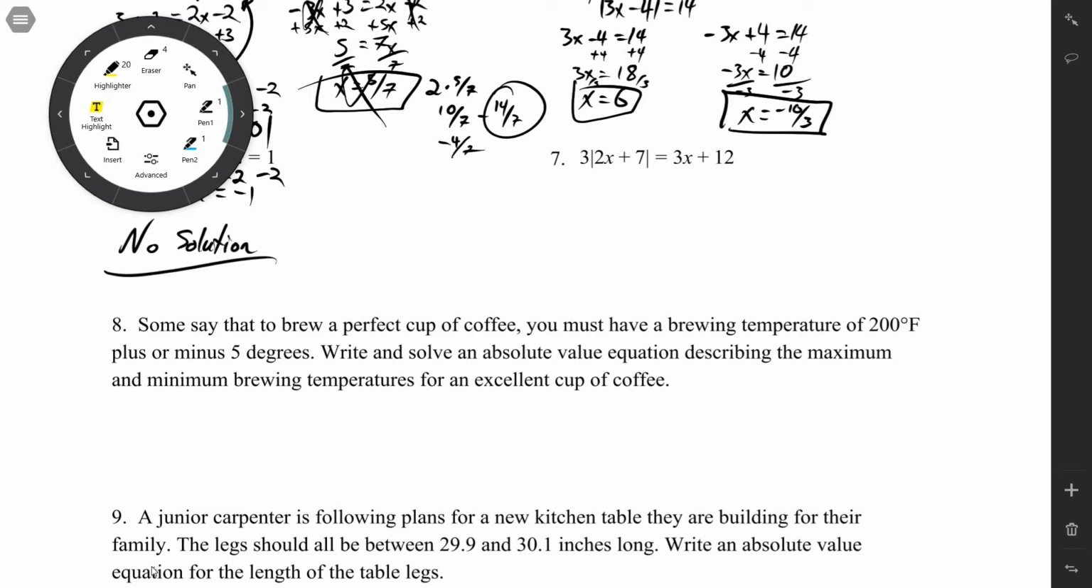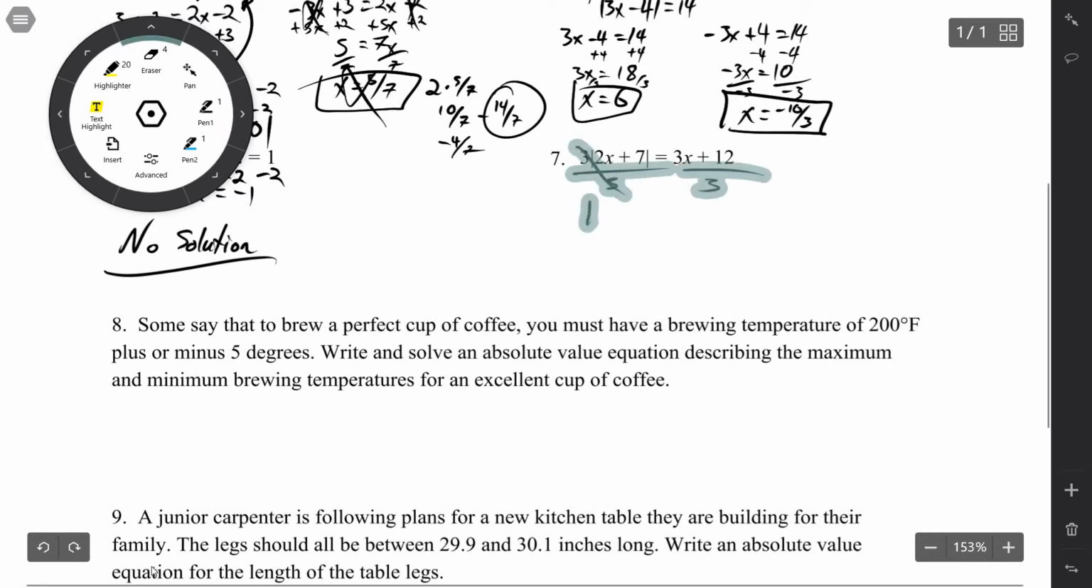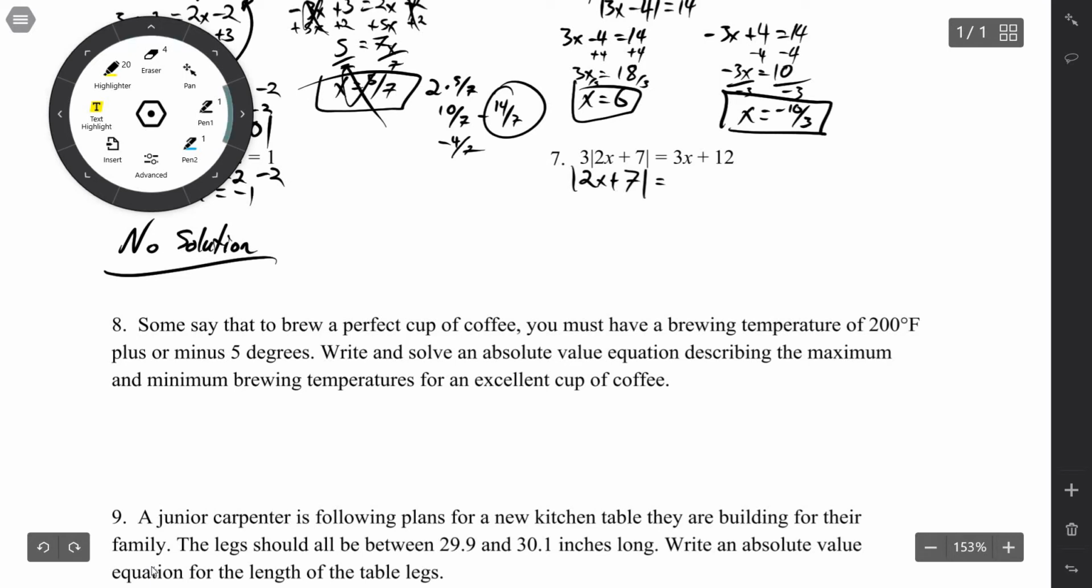So we're all set there. What about number 7? First thing, divide everything by 3. So that would cancel out those 3. We'd have the absolute value, again, I'm going to write this a little bit closer up just to save on space. So that would be the absolute value of 2x plus, well, what am I doing? Not plus 4, plus 7 equals, and divide the 3x by 3, that would just be x plus 4. Easy enough. Split this into 2. We have 2x plus 7 equals x plus 4. And we also have negative 2x minus 7, distributing a negative into the whole thing, equals x plus 4.